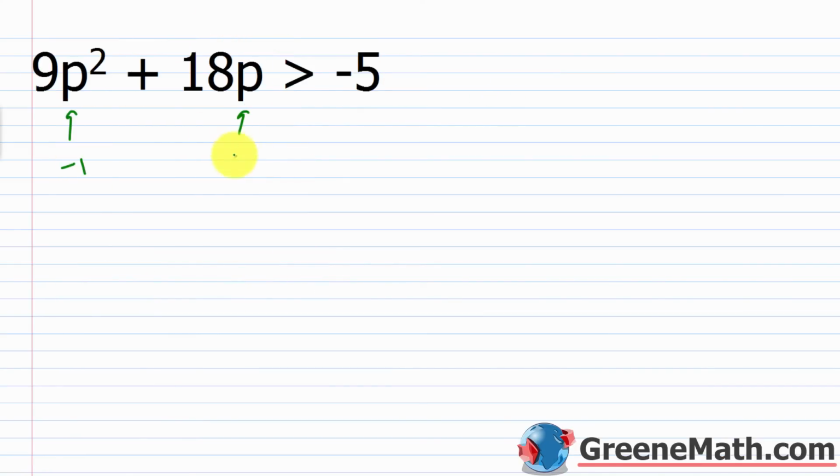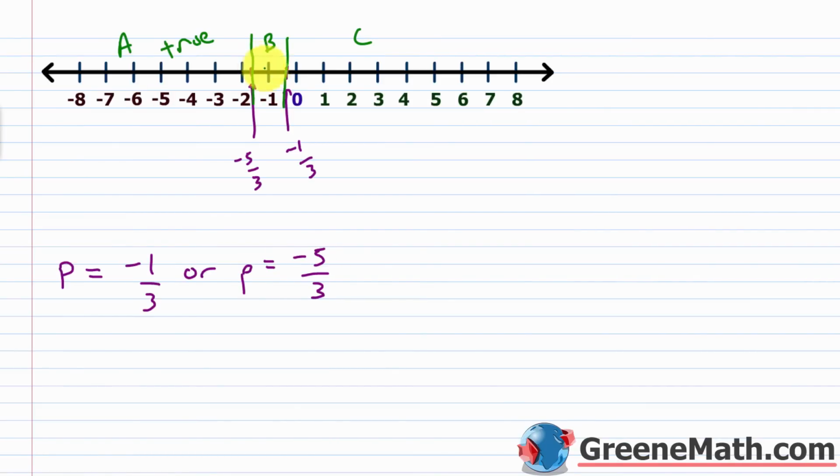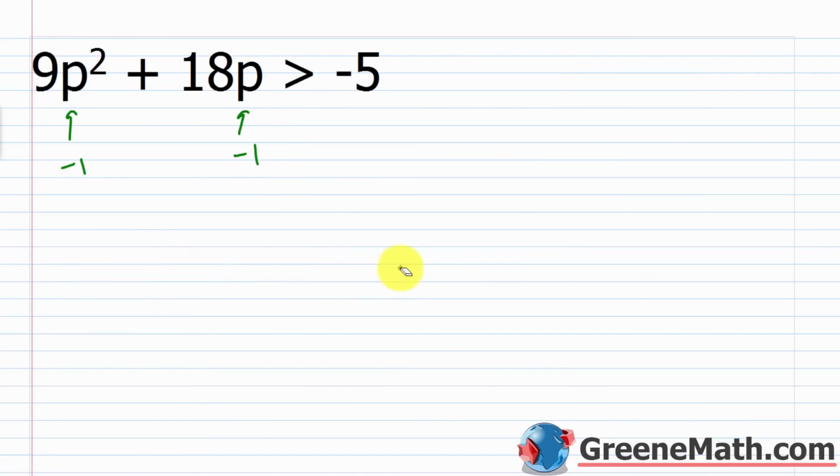Then for region B, I can use negative 1. So negative 1 squared is 1. 1 times 9 is 9. Plus 18 times negative 1 is negative 18. So I might as well just say you have 9 minus 18, which is negative 9. Is this greater than negative 5? No, right? So that's false. So in region B, it would be false. And then in region C, I can use 0. So if I plugged in a 0 for p, this would be gone. I'd have 0 is greater than negative 5, which is true.